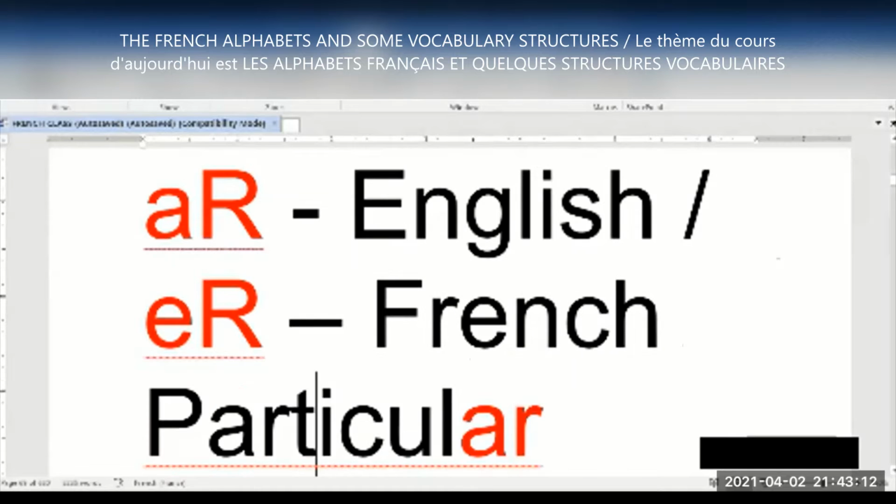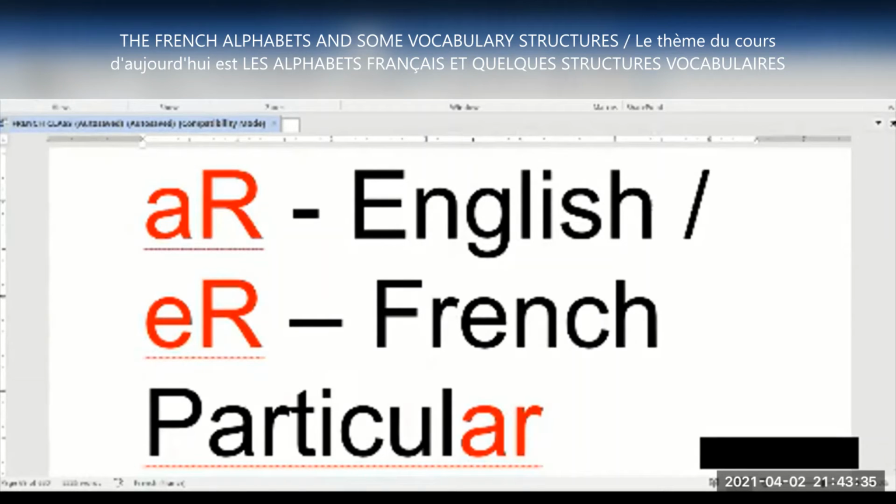Merci beaucoup. C'est la fin du thème. Mais il y a des points importants. Il y a des points très importants de comprendre. There are some points to understand, to totally understand.